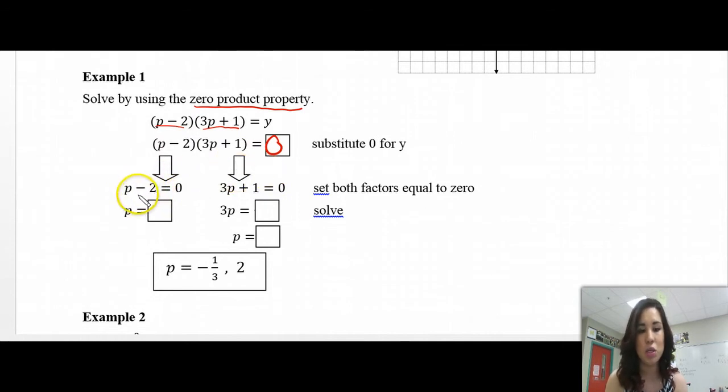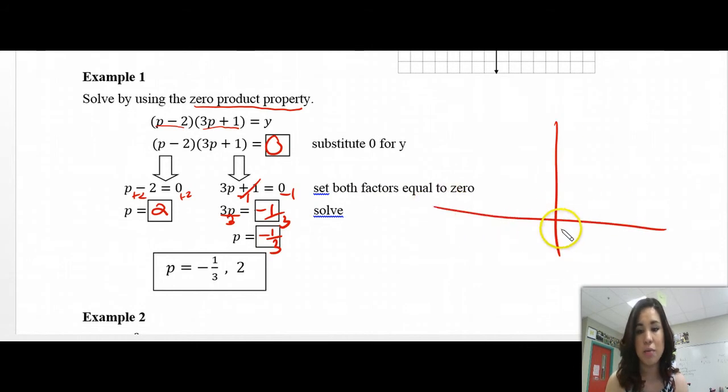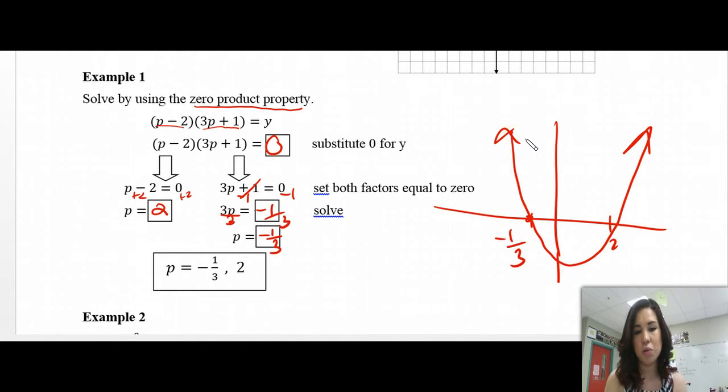P minus 2 is 0. If I add 2 to both sides, I end up with p equal to 2. Over here, how do I get rid of a plus 1? I subtract 1, so we're left with 3p equal to -1. How do I get rid of that 3? It's multiplying, so the opposite is to divide, and p is -1/3. I have now found what are called the roots or the solutions. This quadratic crosses somewhere over here at -1/3 and somewhere over here at 2, and would look something like that.